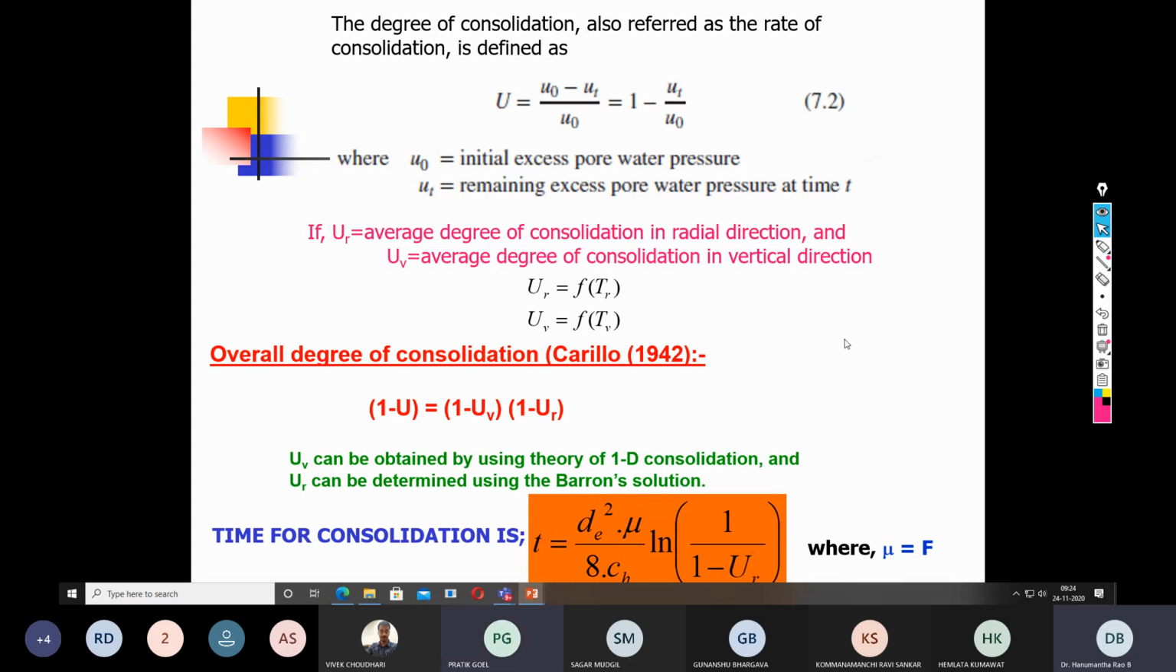Sir, does the diameter of influence which you are telling include the smear zone or not? Yeah, it includes the smear zone. Okay.